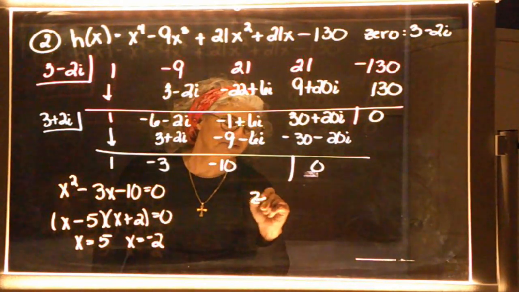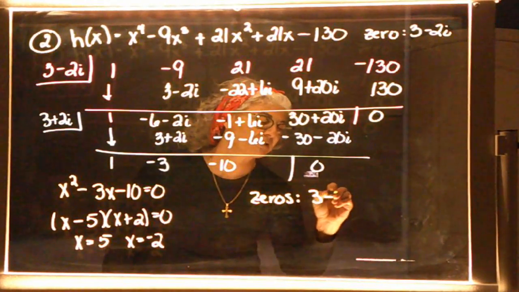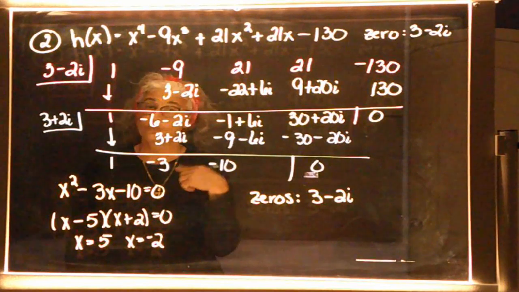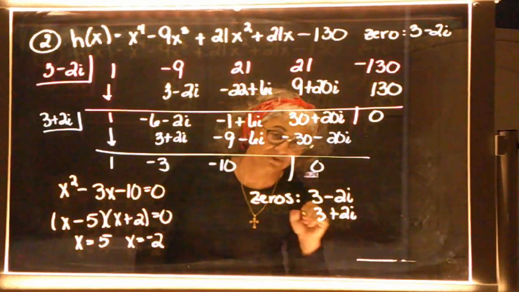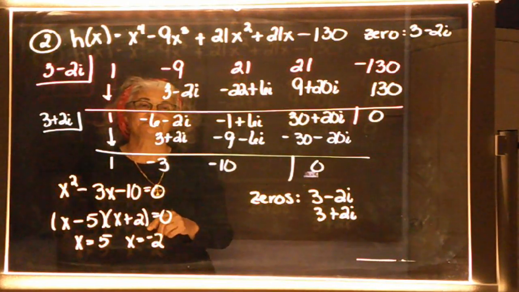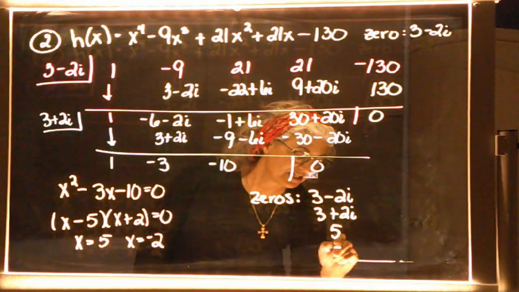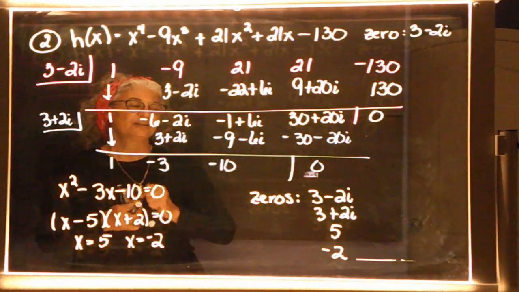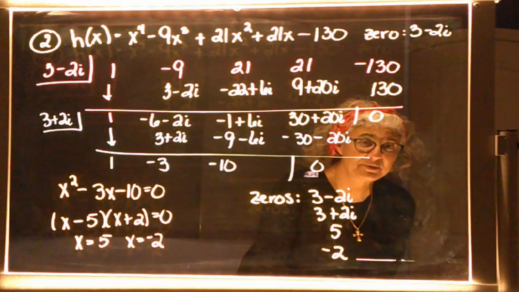We have 4 zeros. They gave me 1 zero of 3 minus 2i. We remembered that complex numbers travel in pairs, so there is our second zero. And we got to solve the 2nd degree polynomial, which gave me the last 2 solutions. Cool? Okay. Hopefully this made some sense.